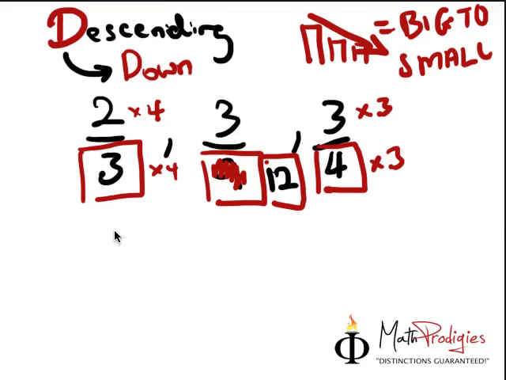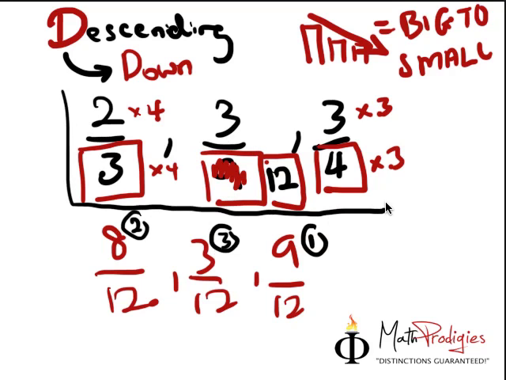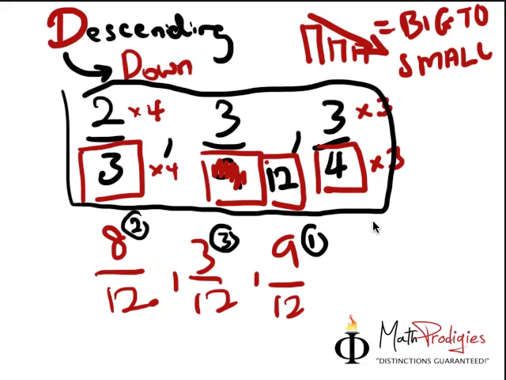So what we have is 2 times 4 gives you 8 over 12. 3 over 12 remains, and the last one, 3 times 3 gives you 9 over 12. Now here's the question. Do I write down from big to small, right? So 9, 8, and 3. 9 being the biggest, 8 being the next biggest, and 3 being the smallest. So do I write 9 over 12, 8 over 12, and 3 over 12? No, I must write down the original form of the fractions. In this case, the answer is 3/4, 2 over 3, and 3 over 12.